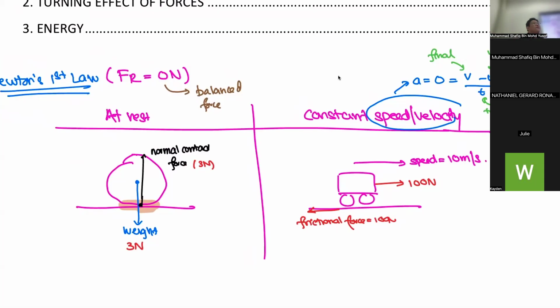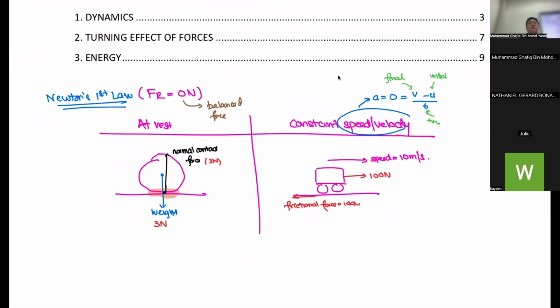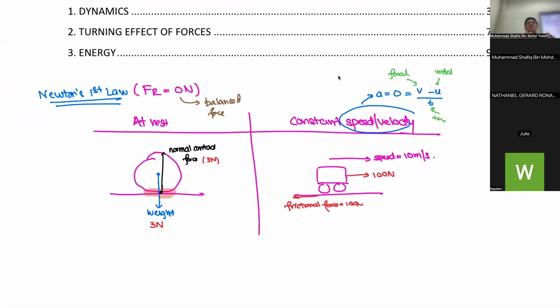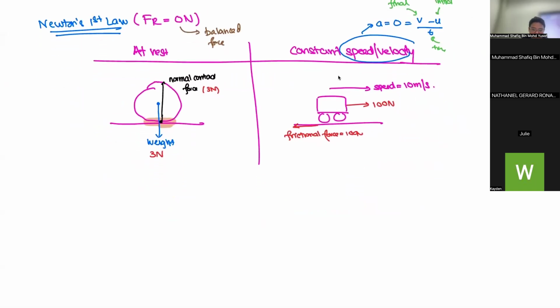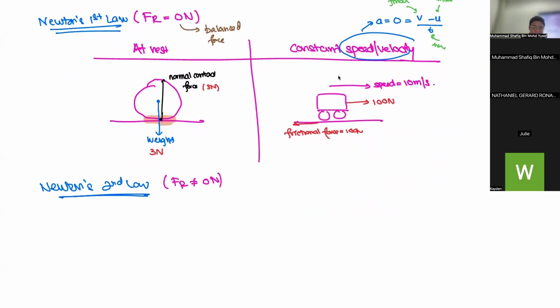Okay, so that's it for Newton's first law. Newton's first law, please take note, is all about balanced force. The right and the left the same, up and down all the same in this case. But that is where Newton's second law will kick in. What if the forces are not balanced? So this is where Newton's second law will come in. This time round, the resultant force will not be equal to 0. That means the force is unbalanced.